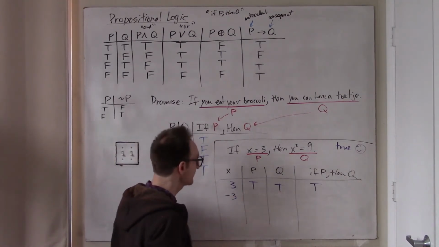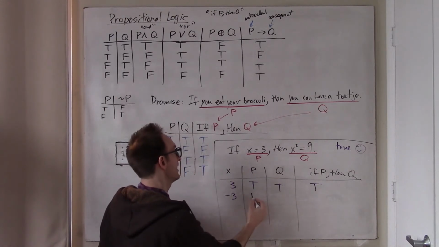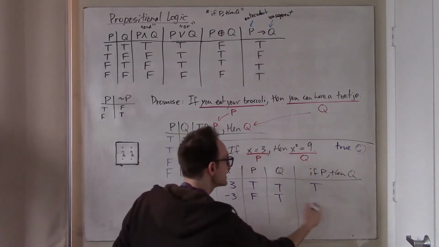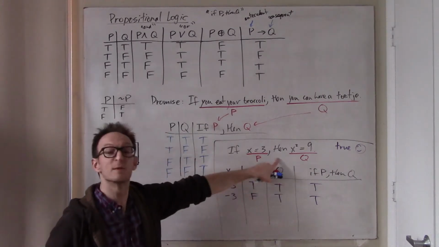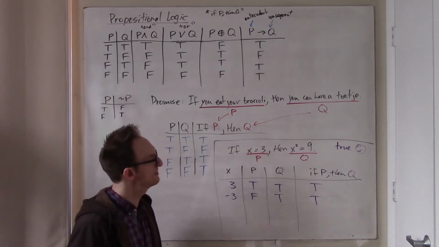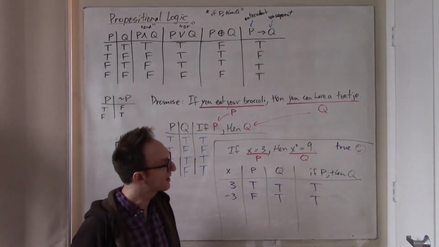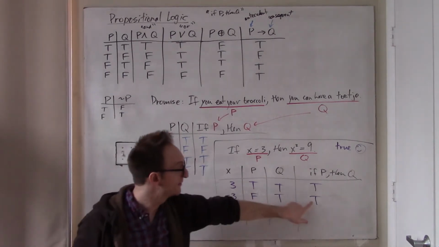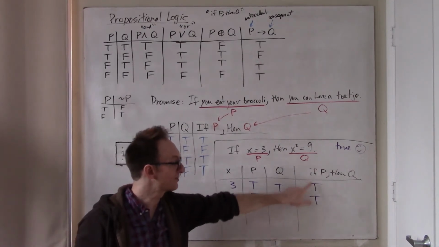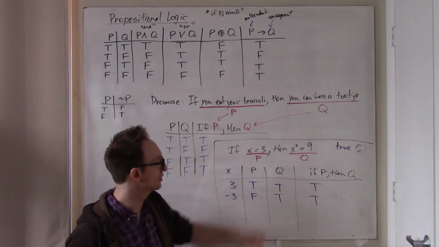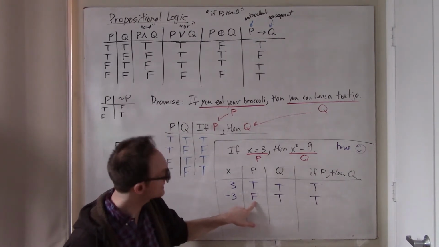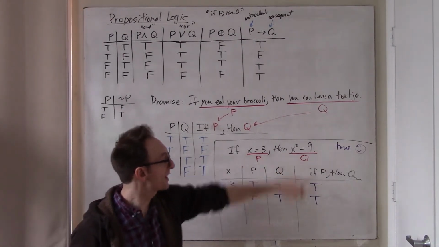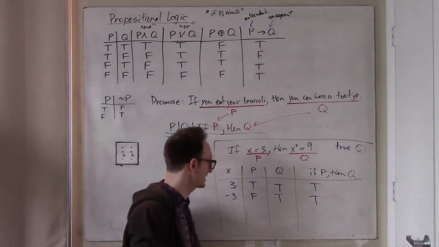How about x is negative 3? Well, if x is negative 3, p is false, but q is true. And yet, this sentence is true, because you told me already in the beginning that this sentence was true. In other words, in a mathematical context, it seems completely reasonable, and at least totally innocent, to assign the value true to propositions of the form if p then q, when p is false and q is true. Actually, I don't want to say it that way. That's kind of weird. All right, moving on.